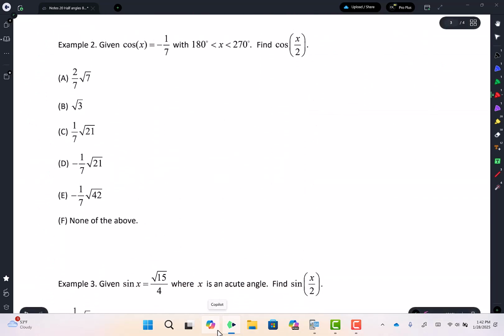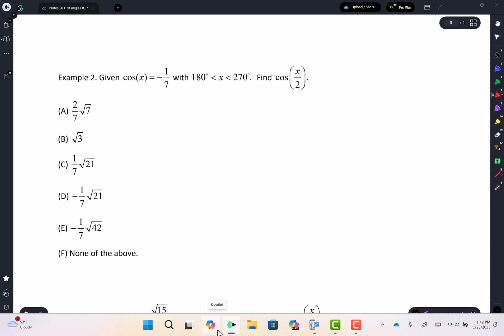All right, example 2. All right, guys, so we're done. So now you're just doing problems. This one's coming from UH. It says, given cosine x is negative 1/7, and that x is between 180 and 270, find cosine of half x. So this is the same thing as saying this, guys. That's a half angle. The only difference, when you do delta, it's going to be easier.